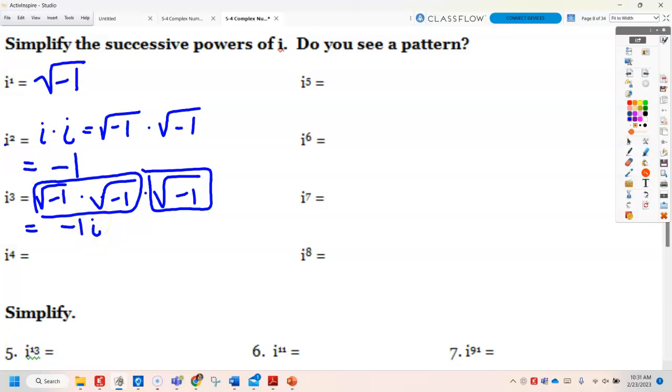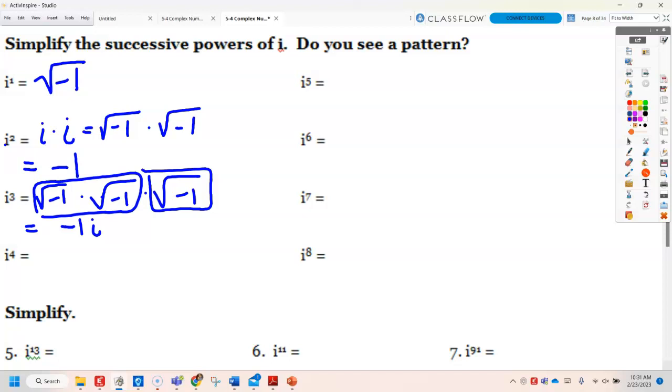So from now on, anytime I have a problem that has i cubed in it, I want to rewrite that as negative i. If I have a problem and it has an i squared, we're going to replace it with negative 1. If it has i cubed, we're going to replace it with negative i.